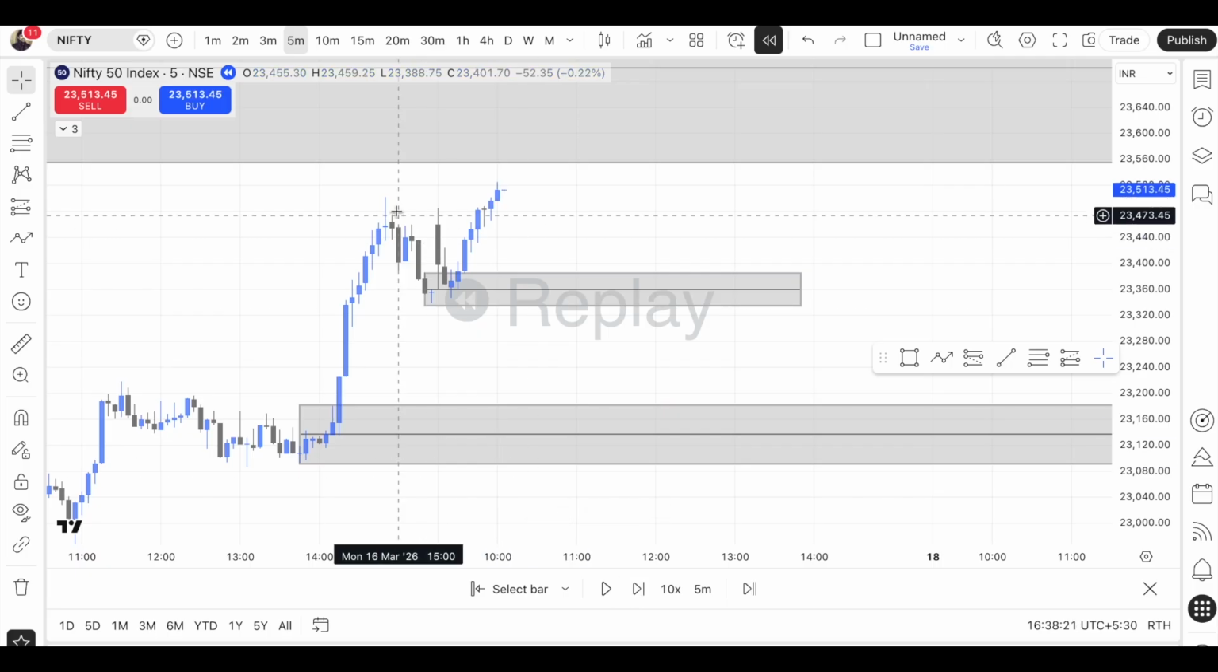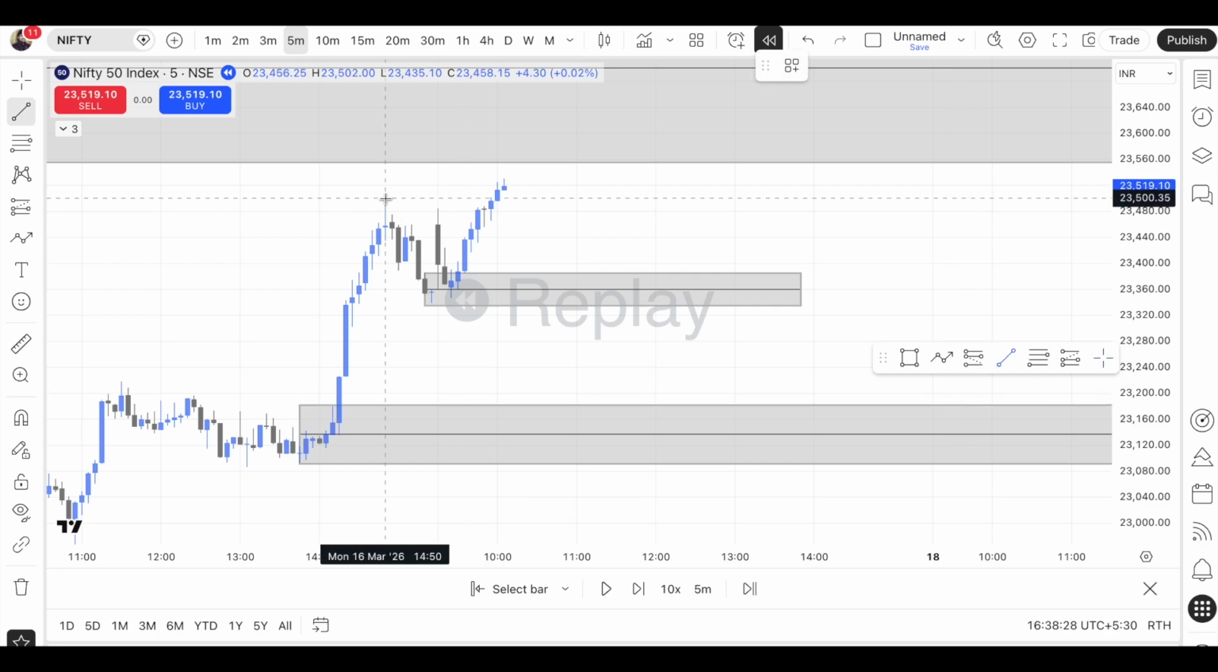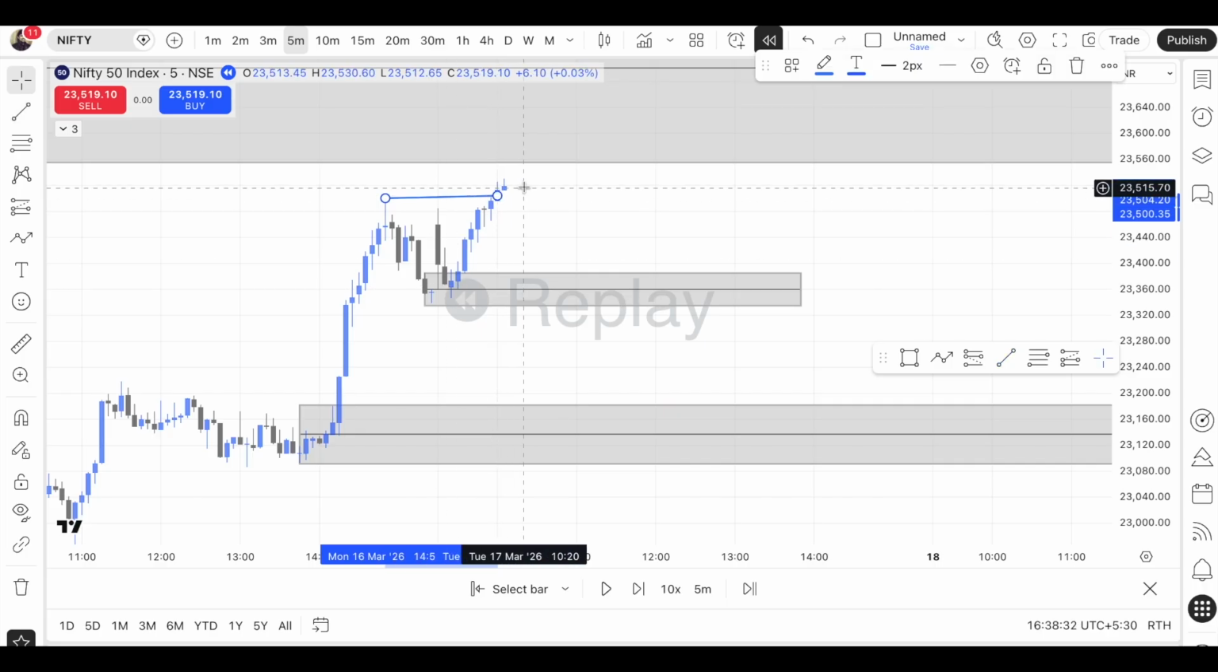So market came down, and what was the last swing point which we have here? This is the last swing point as part of yesterday's price action, and market gave a change of character, I mean like break of structure on the upward direction, right? So how does this line up with our trade?